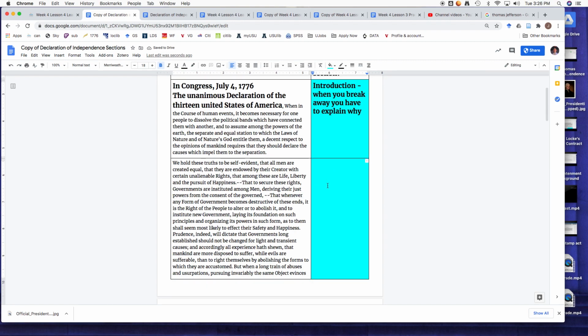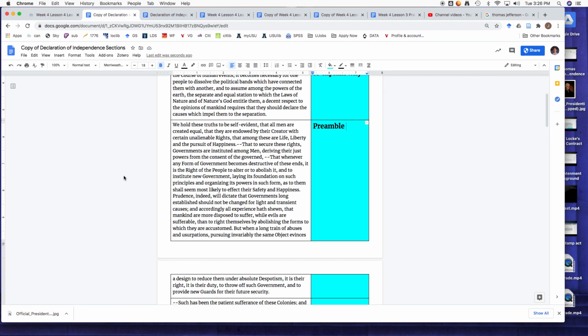And this part, this is called the preamble. And this is the part we did in the previous assignment. We went through this in detail. And this is basically the theory. And this theory mostly came from John Locke. And it's this idea: governments are created to protect our rights. When they don't, the people can alter or abolish the government.